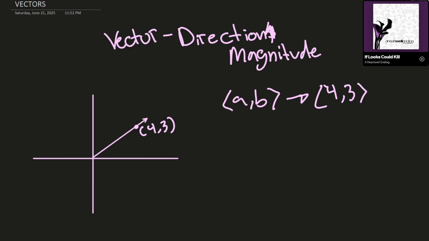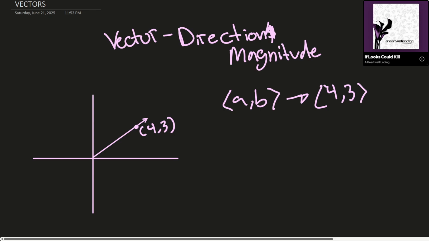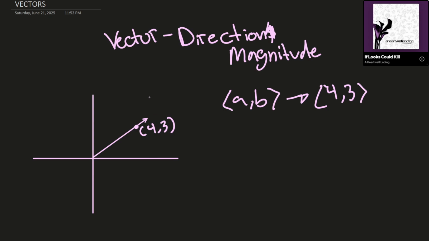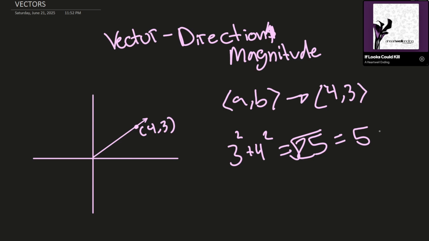The other way that you can write your vectors is by taking into account the magnitude. Magnitude is similar to distance, and you'd use a form of the Pythagorean theorem to find that. Here we can just do 3 squared plus 4 squared, which is equal to 25, and then the radical of that is just 5. So we now know that the magnitude is equal to 5. Magnitude is represented like this, and the magnitude of this vector is equal to 5.